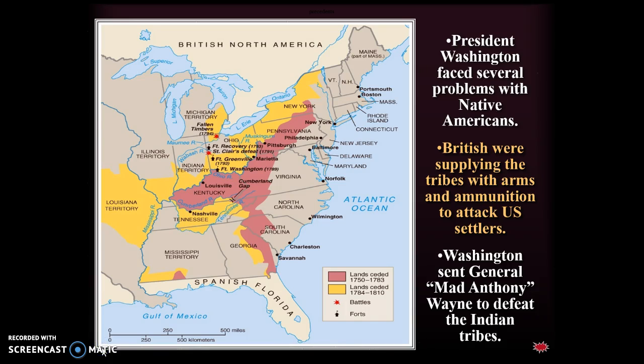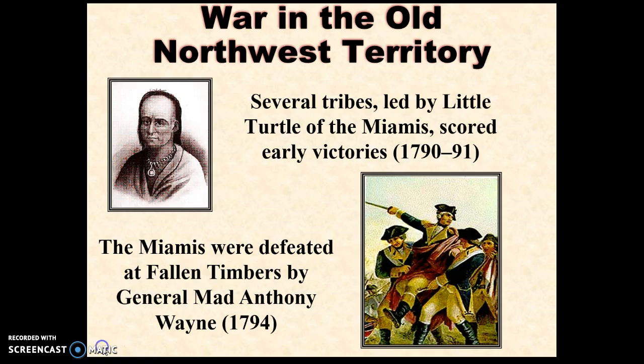So one of the other domestic issues that Washington faces is problems with Native Americans. The British are still in those forts in the western part of the country, and they're supplying the tribes with arms and ammunition to attack western settlers. So General Washington sends General Mad Anthony Wayne to defeat Native American tribes out there. So these Native American wars will continue really until about the year 1900.